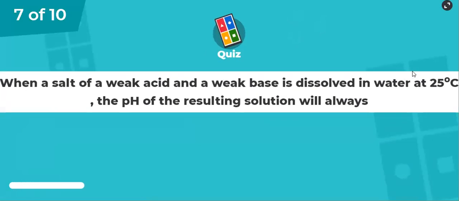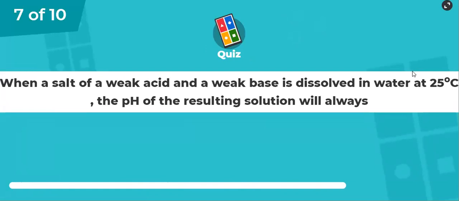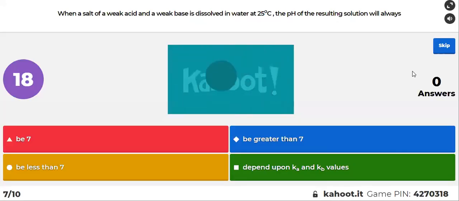Let's see, the 7th one. When the salt of a weak acid and a weak base is dissolved in water, the pH of the solution will always be... again, just a concept, right? Very easy problems. Everyone should solve it. I need everyone's answer in this, and everyone should have the correct answer. This is very easy. We have discussed this in the last class itself.